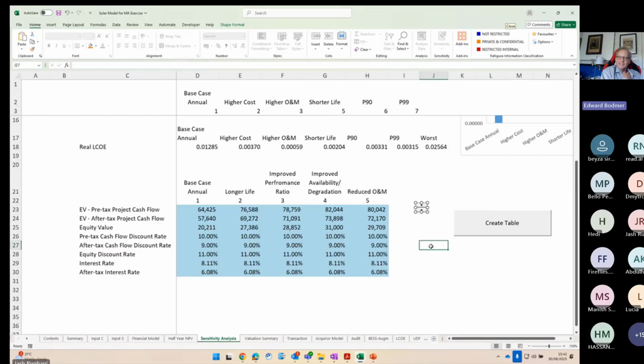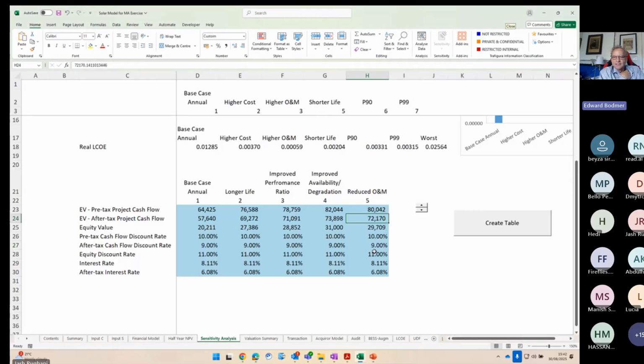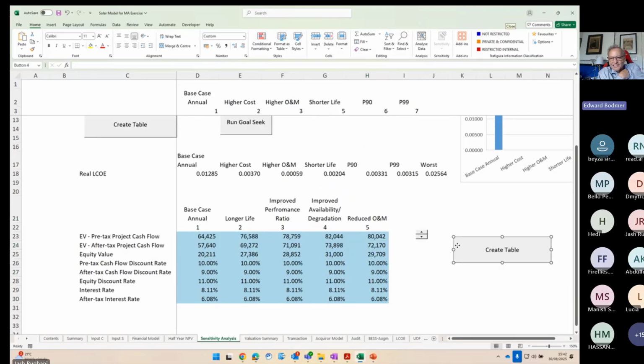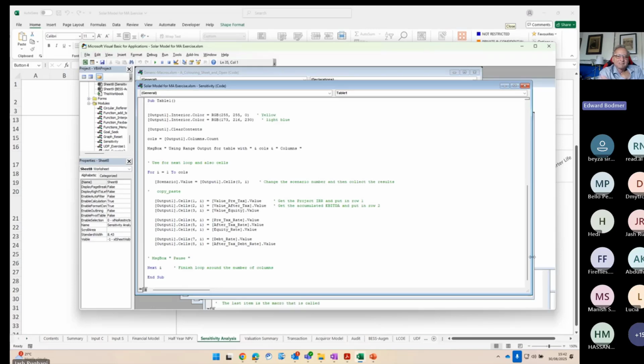Okay, and when you paste it there, right click on that data table, the big macro there that says data table. You see where it says create table? Go to assign macro, and you see if you press edit, you can see it says table 1. That's all we needed. It says table 1.